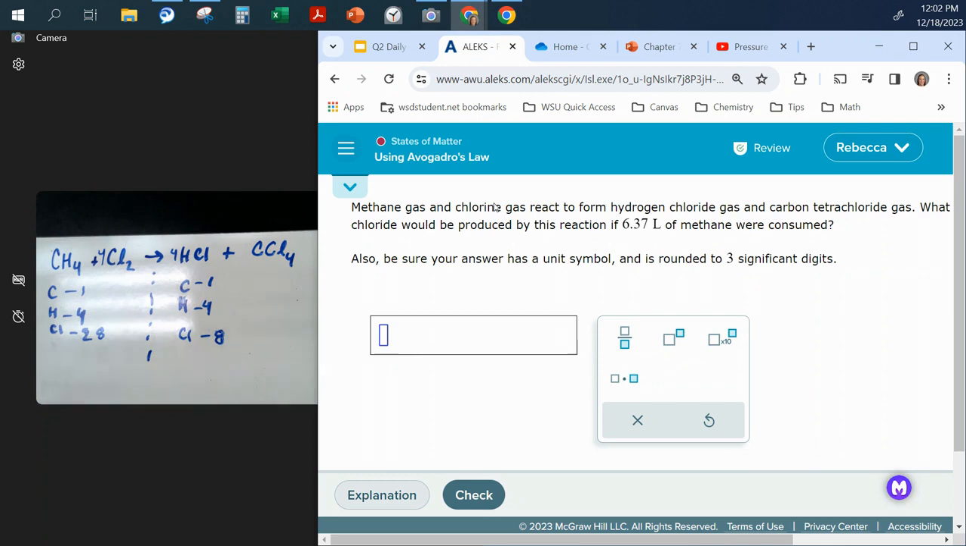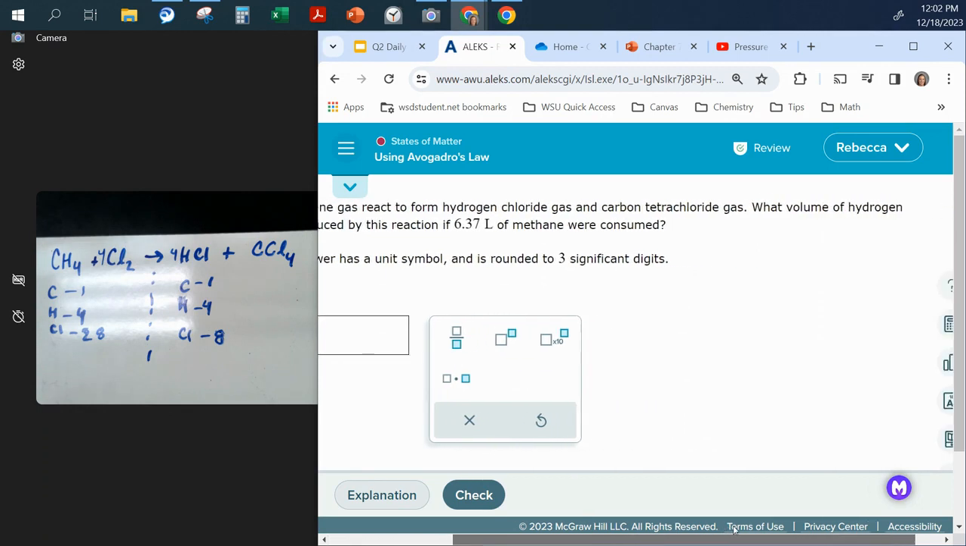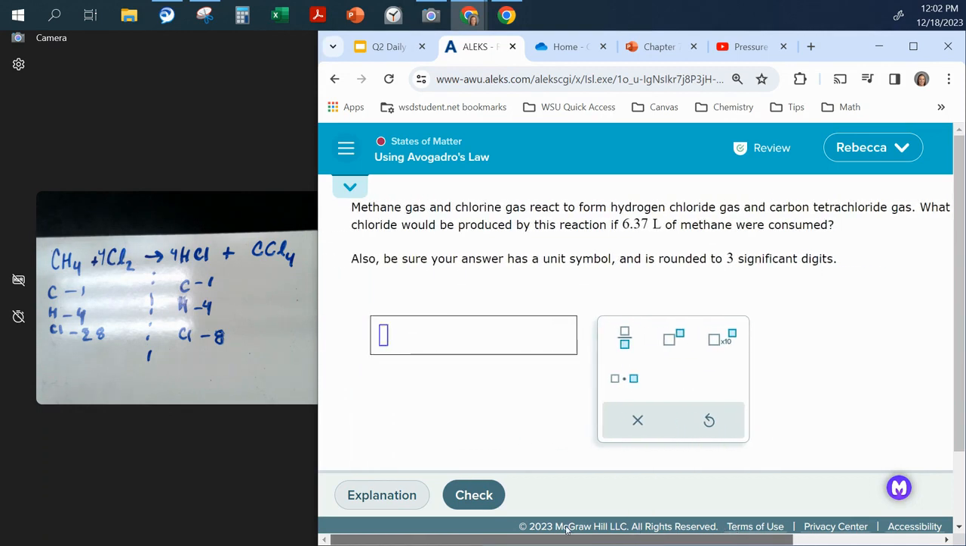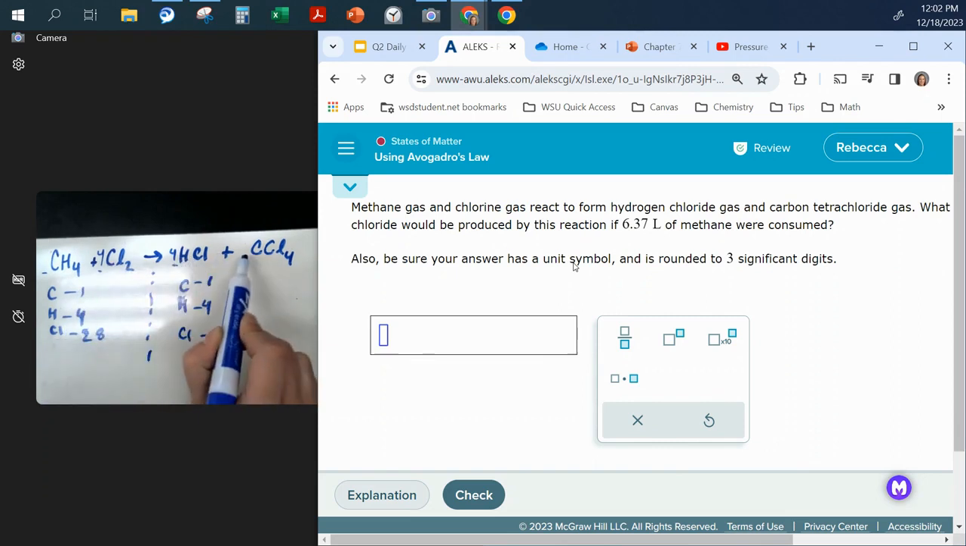I have to do that because it's asking me what volume of hydrogen chloride would be produced by this reaction if this volume of methane were consumed. So we are used to using these ratios, the mole ratio, in moles. If it's close to an ideal gas, we can also use that for volume.